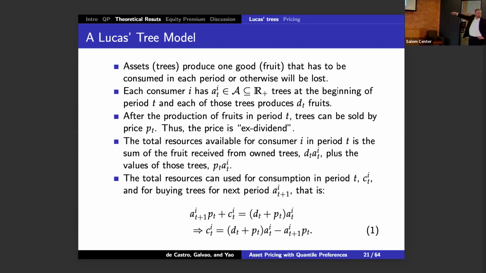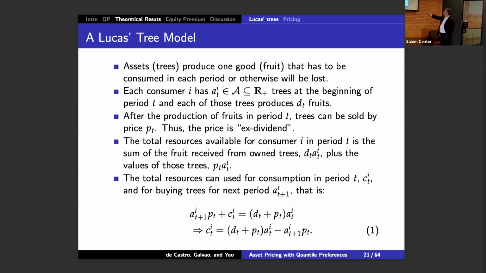Right, this is what you get today at the beginning of the period T. What you can do, you can consume something. It's like the piece of the cake that you take to eat, and then you save for tomorrow. You save for tomorrow how? You buy this amount of assets at the price that you fix. And then next period, you're going to have this amount of assets. Does that make sense? So this is the standard thing.